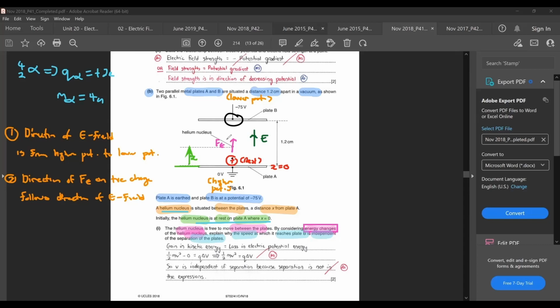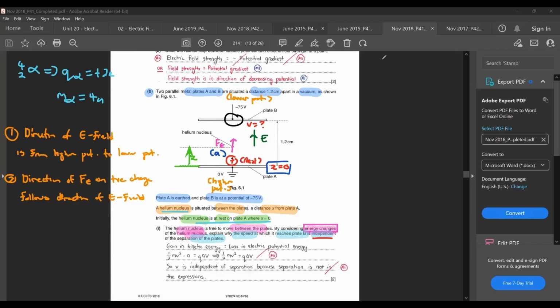Now when it moves up, what do you suppose will happen? You started from rest. You have an electric force acting on your charge, so you have a resultant force. You're going to have an acceleration on your positive charge. It's going to accelerate from plate A to plate B, with an increase in speed such that when it reaches B, you would have some speed. But the question wants you to explain why the speed is independent of the separation of your plates. Your plate separation has nothing to do with the speed with which it will reach plate B.